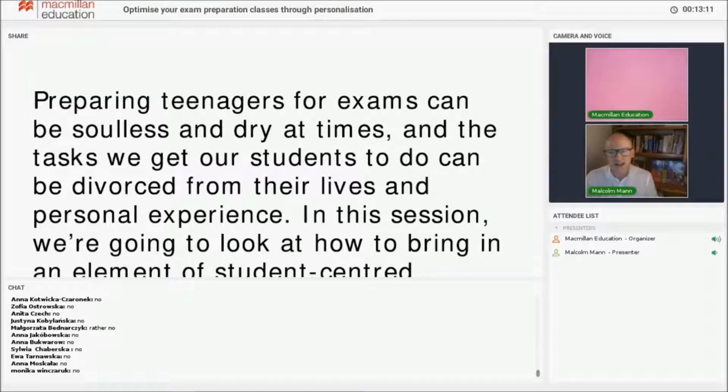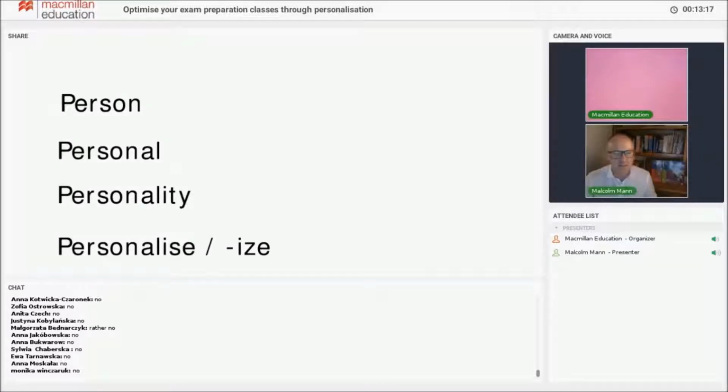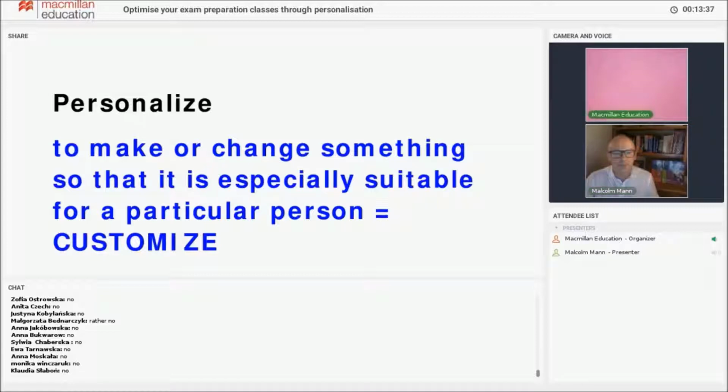Now, personalisation is a weird word. It's actually difficult to say. Even I struggle saying it, personalisation. Obviously, we have the noun person, and the adjective from that, personal, and then a noun, personality. And then we have the verb to personalise. It can end in ISE or IZE. The Z is more American English, the S is more British English. And the noun from that verb is personalisation.